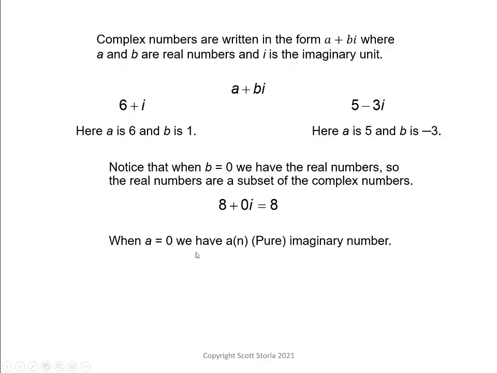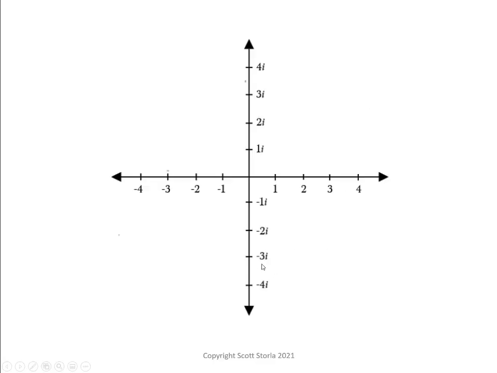When a is 0, we have a pure imaginary number. For instance, 0 plus 9i would just be 9i.